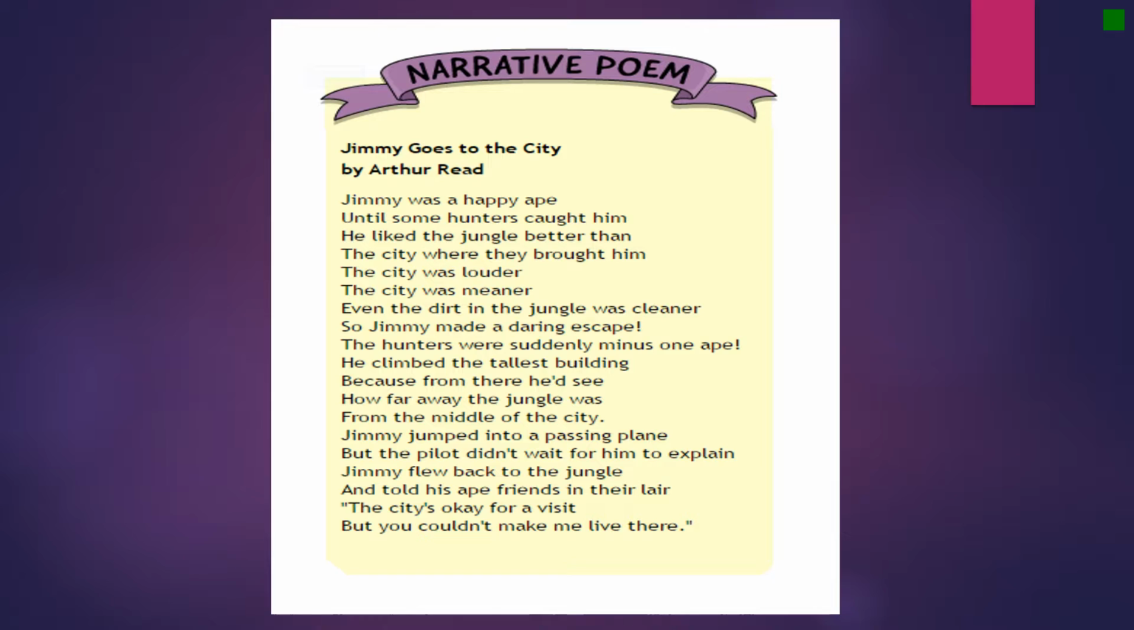Jimmy was a happy ape until some hunters caught him. He liked the jungle better than the city where they brought him. The city was louder, the city was meaner, even the dirt in the jungle was cleaner. So Jimmy made a daring escape. The hunters were suddenly minus 1 ape. He climbed the tallest building because from there he'd see how far away the jungle was from the middle of the city. Jimmy jumped into a passing plane, but the pilot didn't wait for him to explain. Jimmy flew back to the jungle and told his ape friends in their lair, the city's okay for a visit, but you couldn't make me live there.